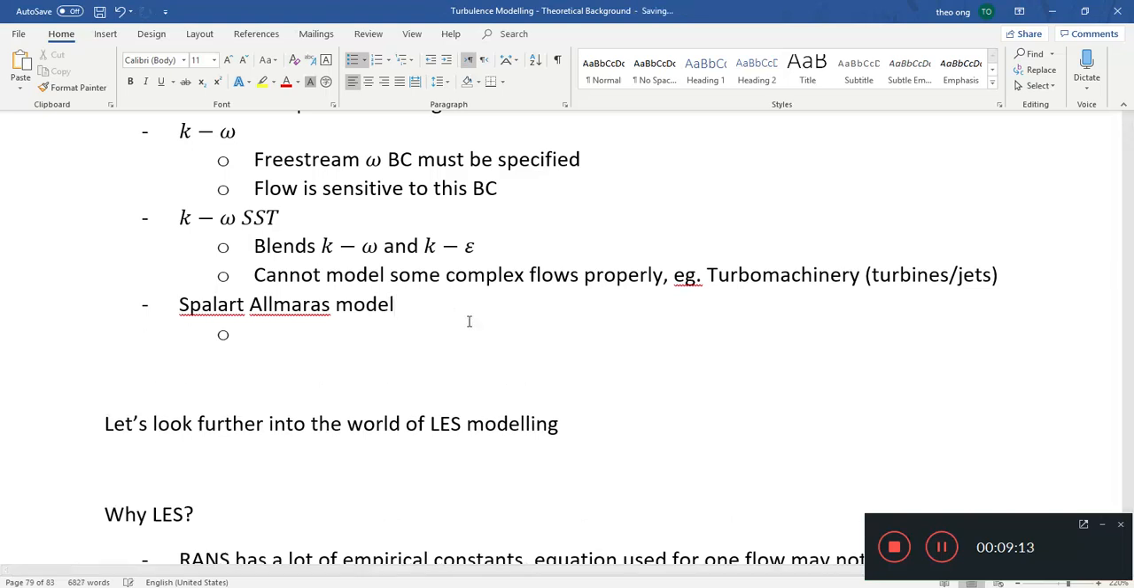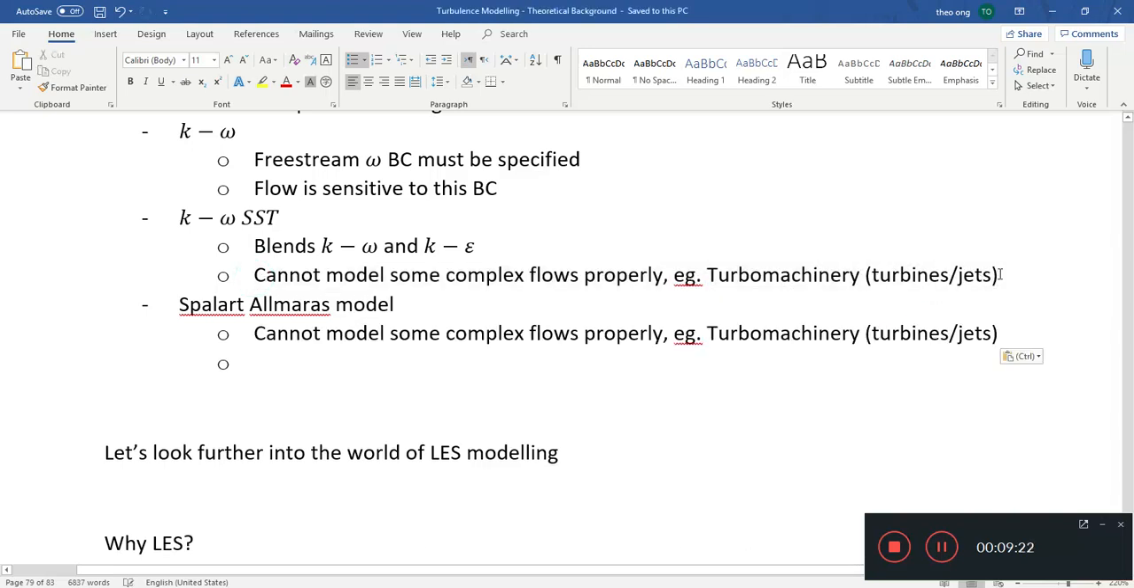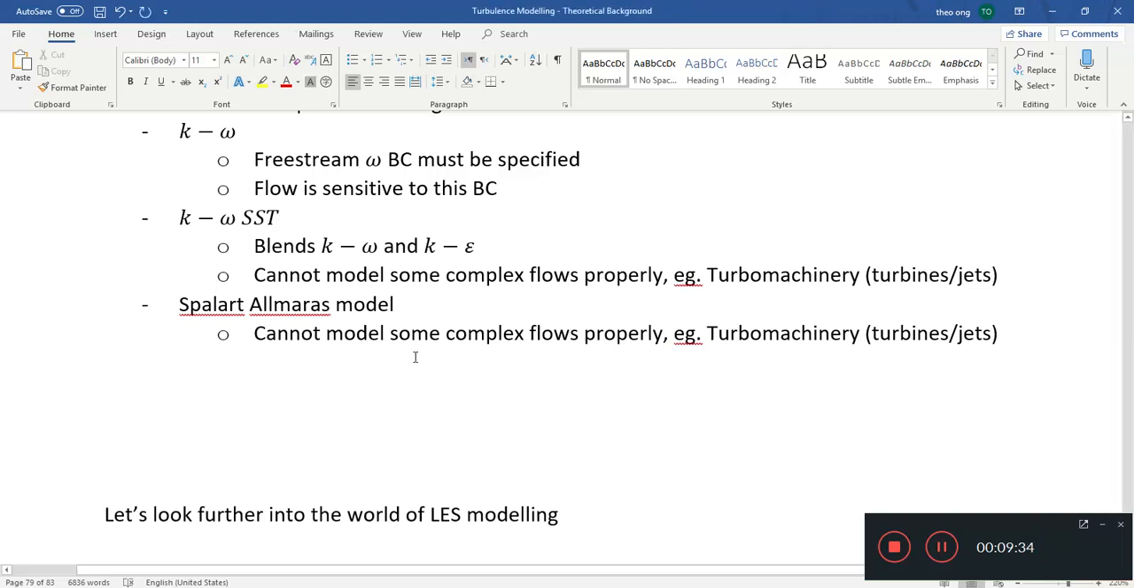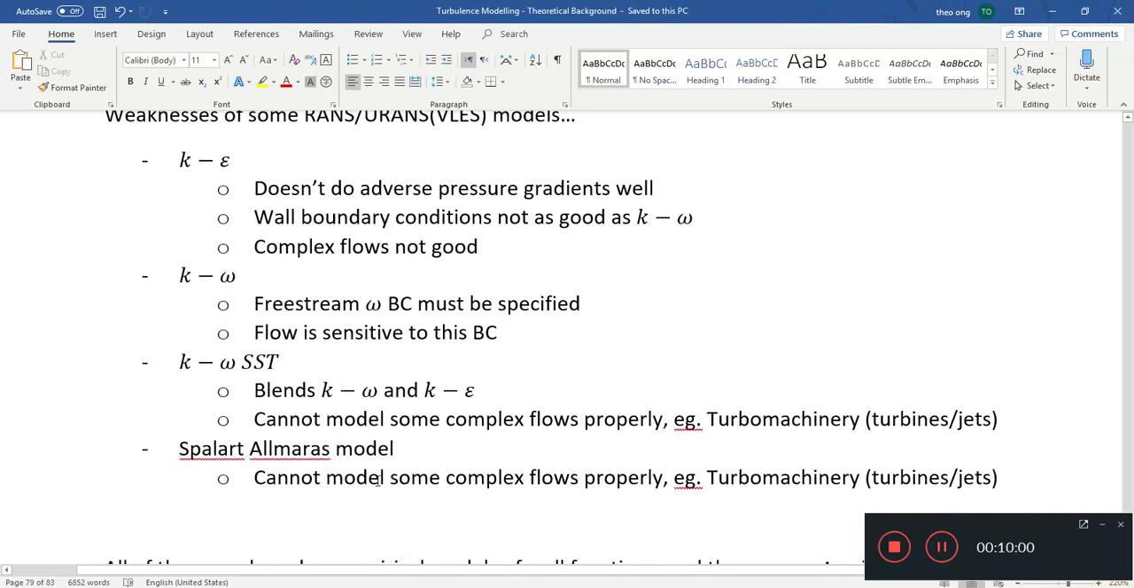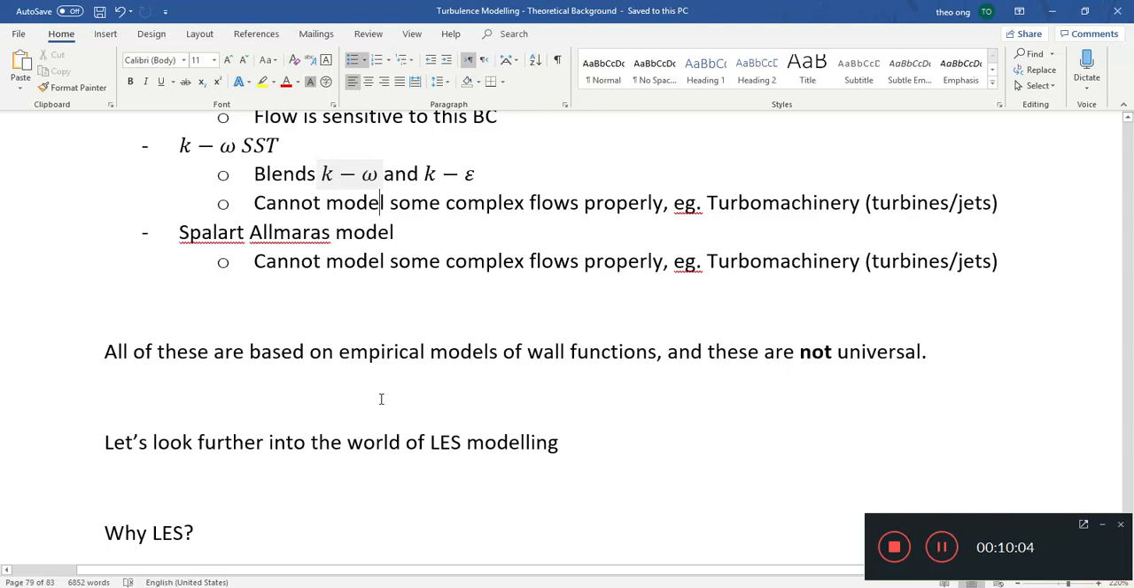Likewise, the Spalart Allmaras model also suffers from the same weakness. And of course it's inaccurate in some other flows. One of the most important things is that all of these are based on empirical models of wall functions, and these are not universal. None of these models are quite universal, and the only universal model is DNS, which is direct numerical simulation, but that is too computationally expensive.